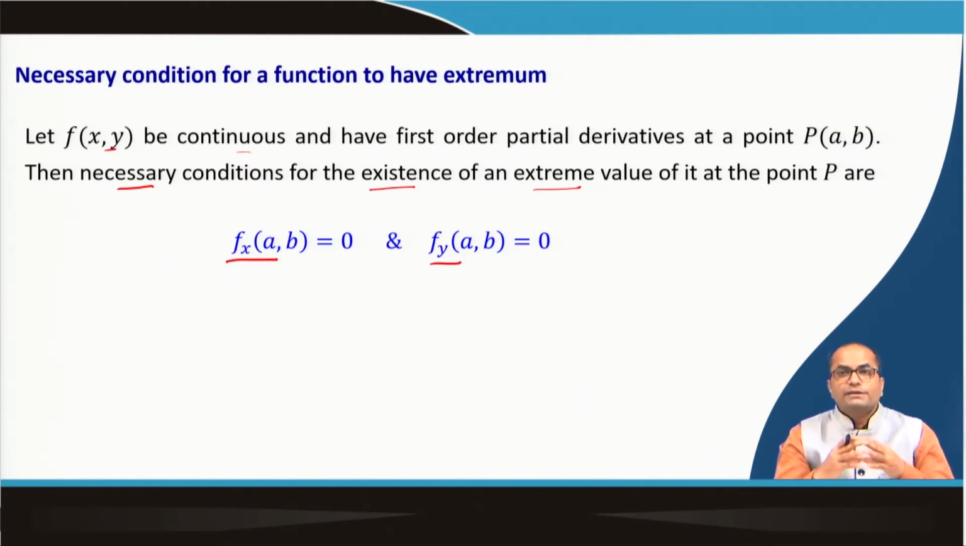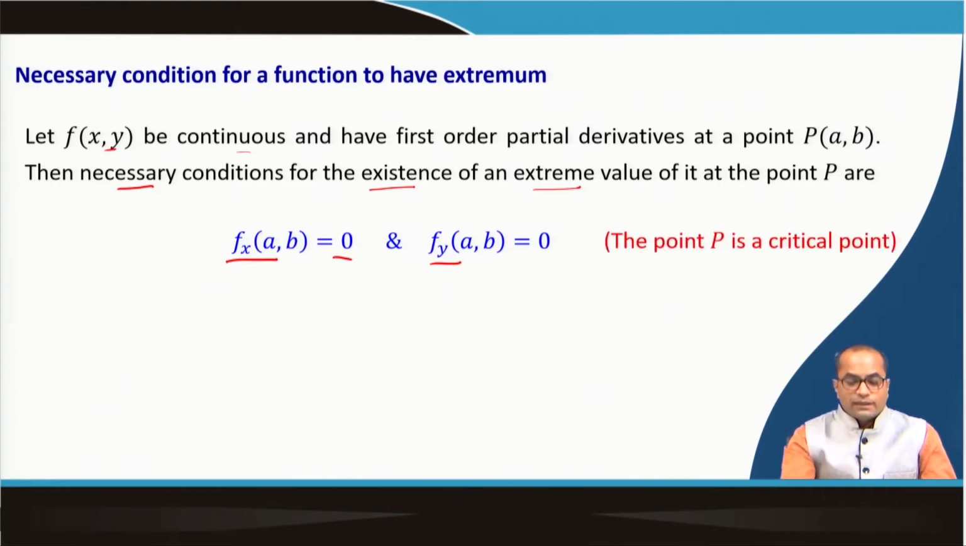So, these two derivatives must be 0, then only we can think about finding out whether this point is a point of local extrema or not, but this is a necessary condition. If these are not fulfilled, we should not check for those points about the existence of an extreme value of the function at this point.